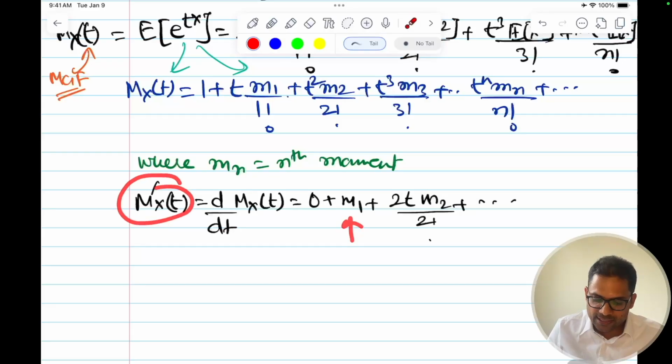So I have differentiated one time. This is my first derivative, M dash X, and if you see here, the first moment remains. The rest of the terms are having t. I have got this.